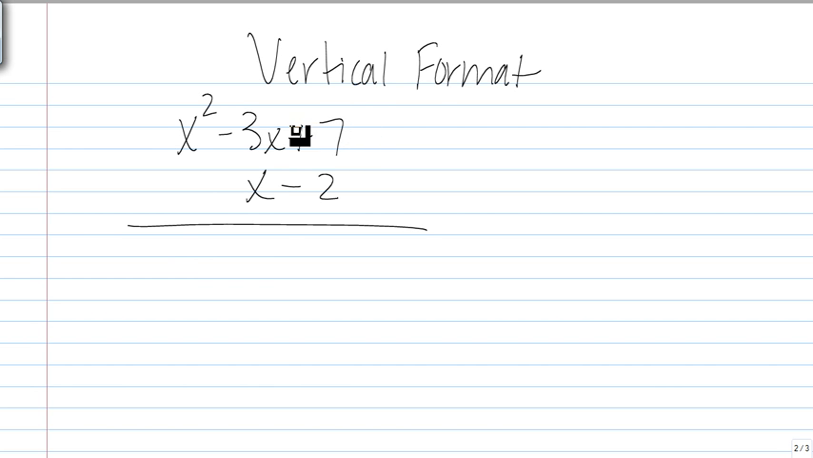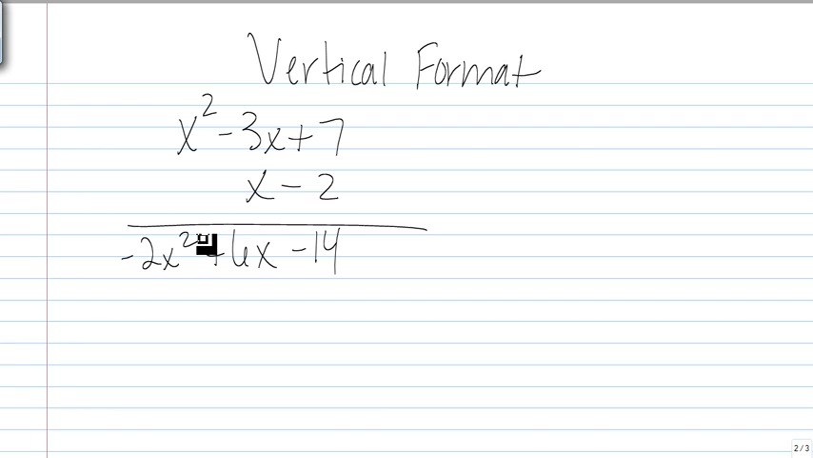So first of all, you're going to take the 7 right here and multiply it times the negative 2, and that gives you negative 14. Then you're going to take your negative 3x here and multiply it times your negative 2. So negative 3x times negative 2 is going to be a positive 6x. Then you take that x squared and multiply it times that negative 2. And that'll give you a negative 2x squared.